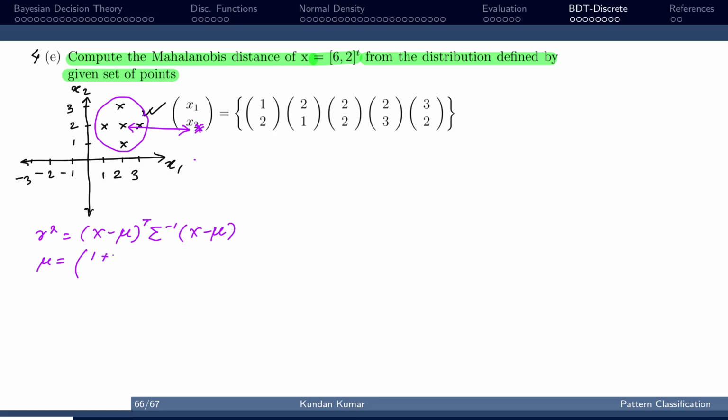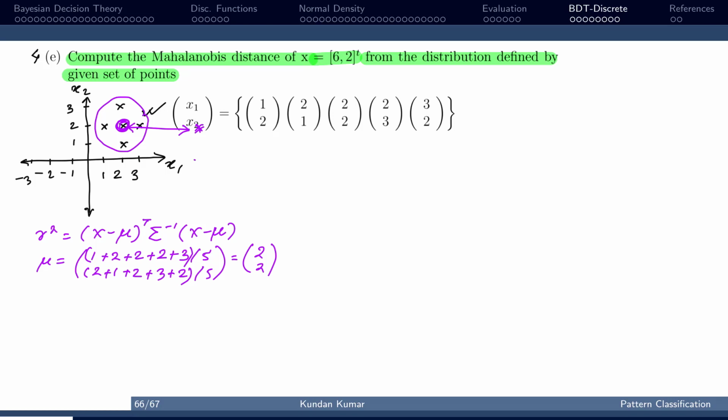(1 plus 2 plus 2 plus 2 plus 3) divided by 5 and (2 plus 1 plus 2 plus 3 plus 2) divided by 5. So we have (2, 2). So this is the mean vector.